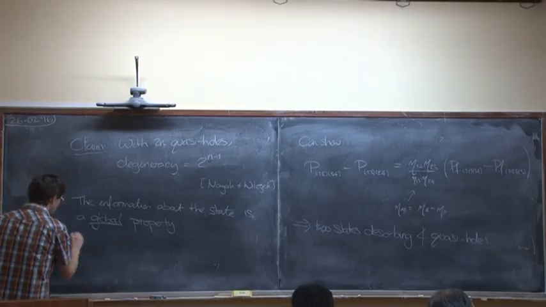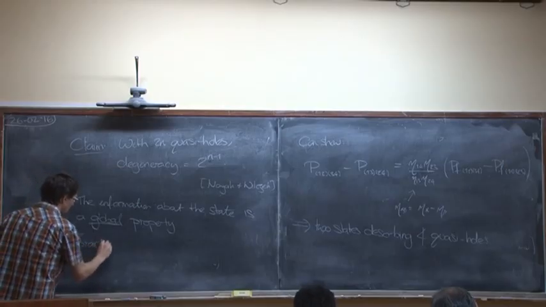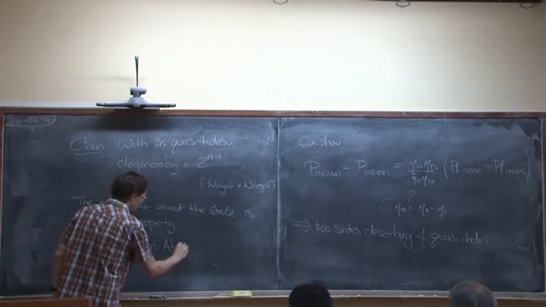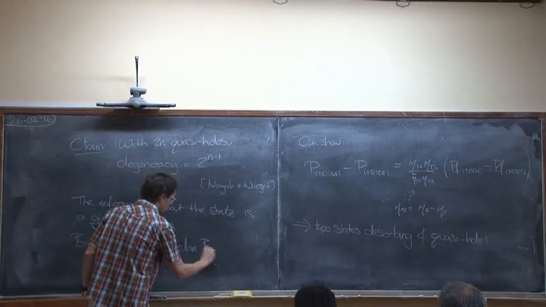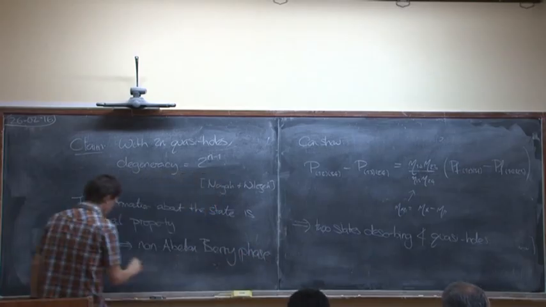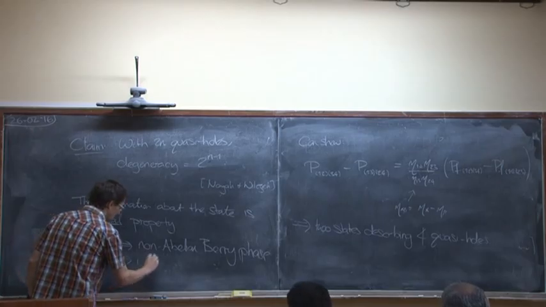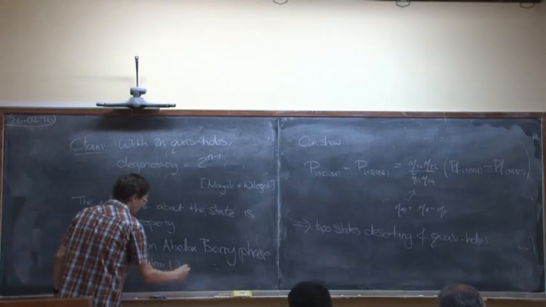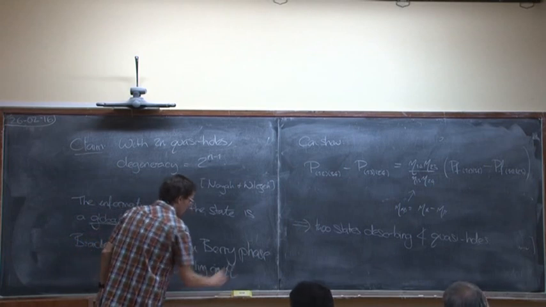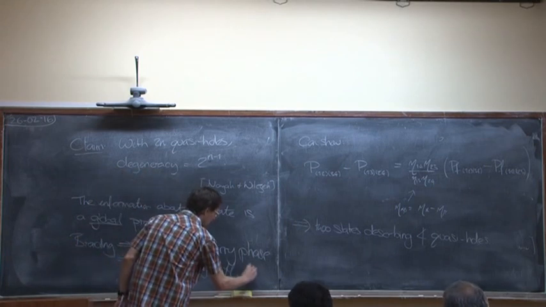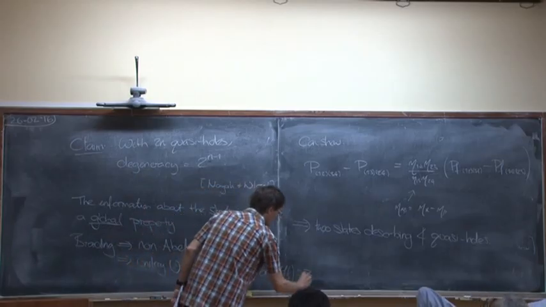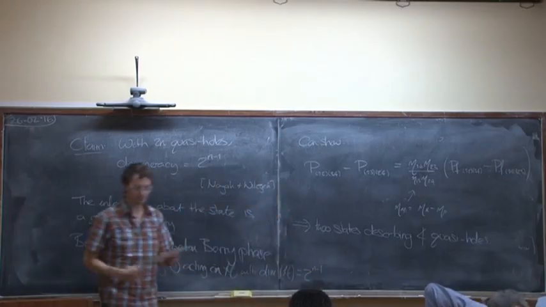So, braiding of particles means that you get a non-abelian Berry phase, which in this context means a unitary operator acting on this Hilbert space H, where the dimension of H is 2 to the n.